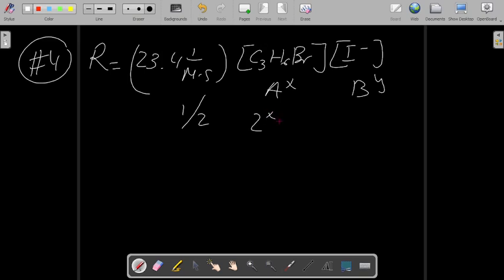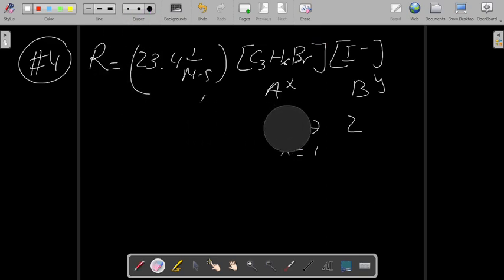We need to find what x will give us the change in rate. So between 1 and 2, the rate also doubles. And for this to be true, x needs to be 1. The 1 we don't write down, just leave it alone. So that one is done.